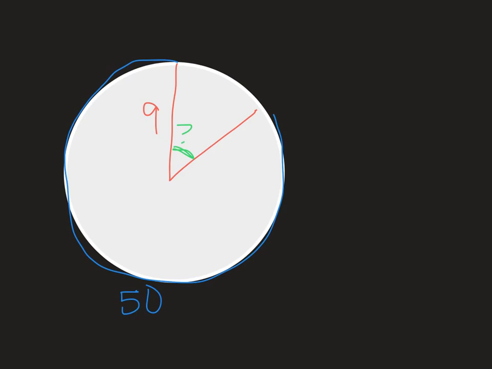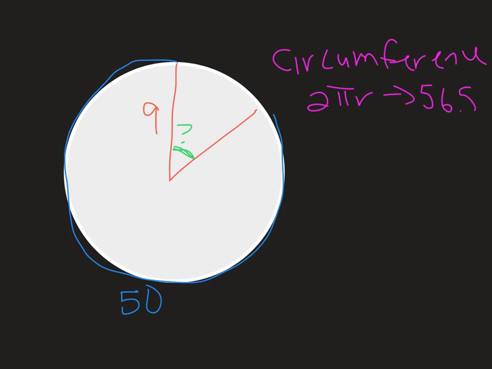So how we've started is we've found the circumference. Now to find the circumference, that's 2 pi r, and in this case r is 9, so 2 pi r is 56.52. Again, we're using that 3.14 for pi. Now that means that this leftover little bit right here is 6.52, because the whole distance around otherwise is 50, so 6.52 will make 56.52.